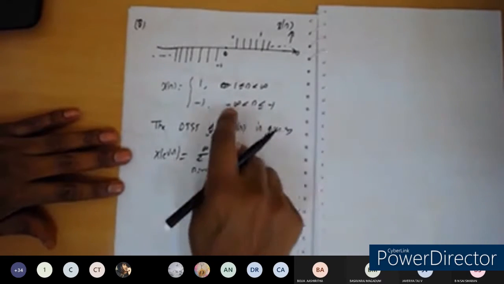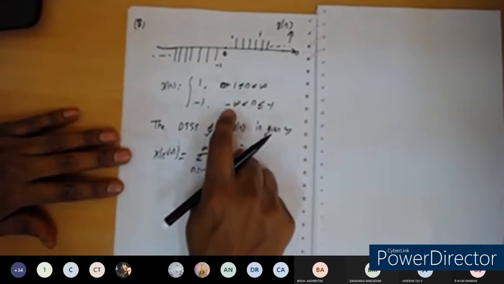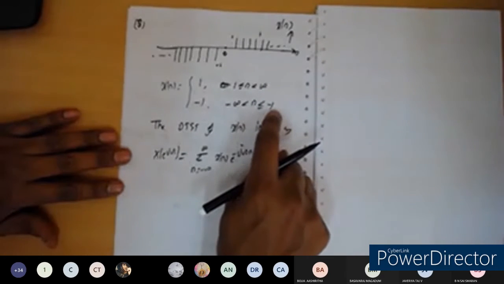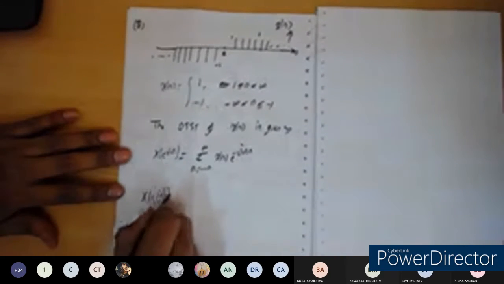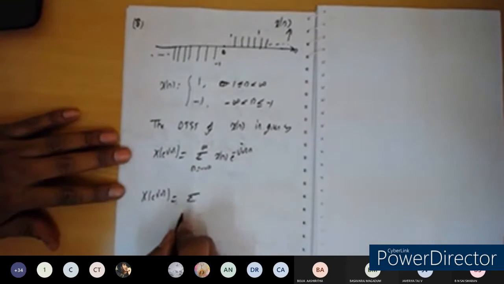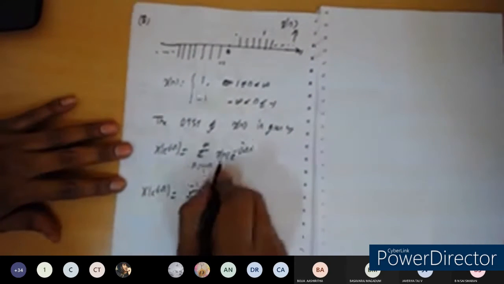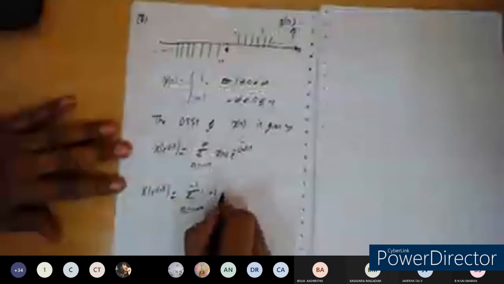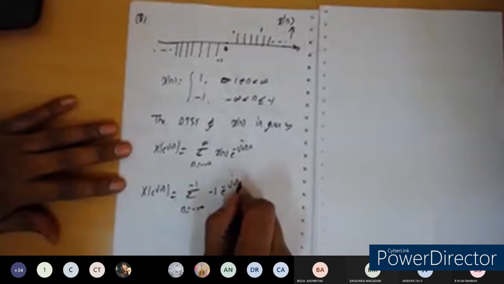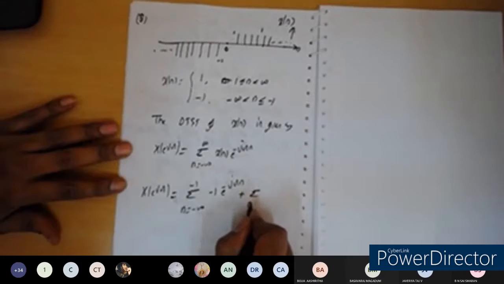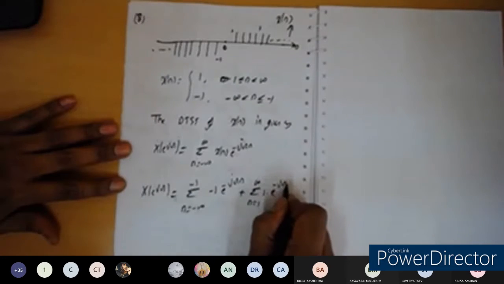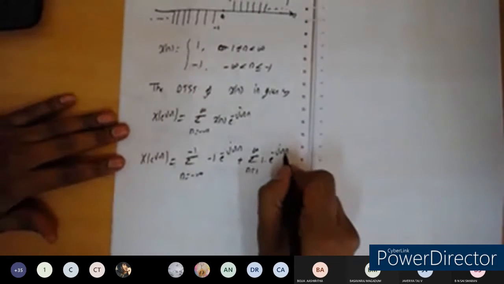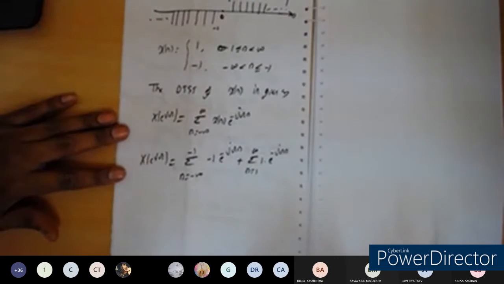Now let us split the summation according to the value of x of n. We split one summation from minus infinity up to minus 1, and the other from 1 to infinity. So X of e to the power of j omega is equal to the summation n equal to minus infinity up to minus 1, where the value is minus 1, multiplied by the exponential term e to the power of minus j omega n, plus the summation n equal to 1 to infinity, where the amplitude of x of n is 1, times e to the power of minus j omega n.